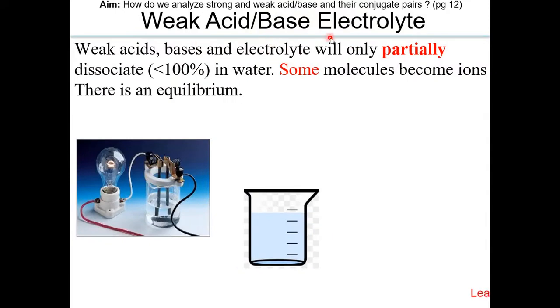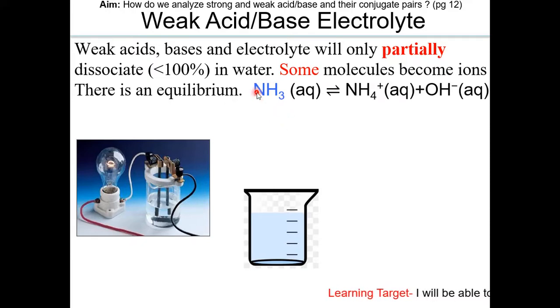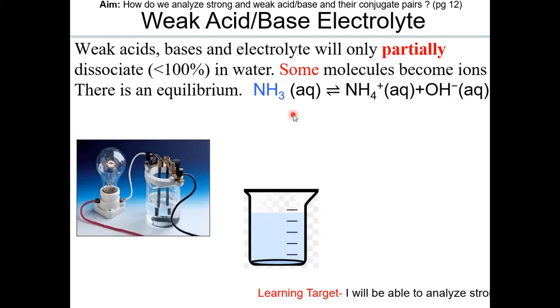For weak acids and bases, they only will dissociate partially, less than 100% in water. Some molecules become ions and there is equilibrium. So here's an example. We have ammonia aqueous. So this is a weak base. It will dissociate into ammonium and hydroxide ions. So there is an equilibrium. So there is a mixture of each substance in the solution.